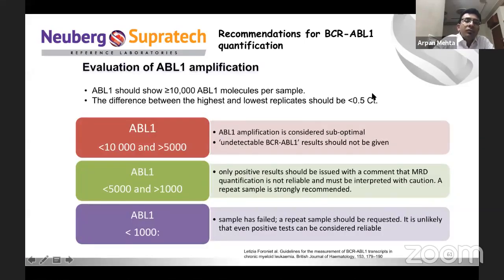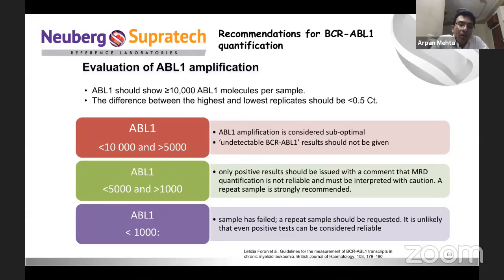And ABL1 should show a minimum of 10,000 copies per sample to say that this is a good test done. If ABL1 copies are less than 10,000, then ABL1 amplification is considered suboptimal and undetectable BCR-ABL1 levels should not be given. If ABL1 levels are less than 5,000, only positive results should be issued with a comment saying that MRD quantification is not reliable and must be repeated or interpreted with caution. A repeat sample is strongly recommended in this case.